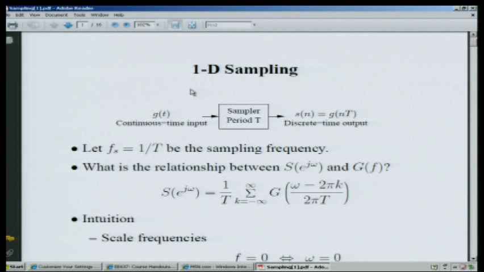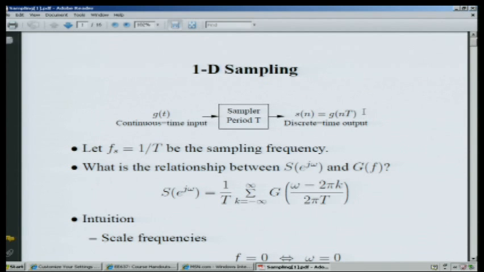So basically, in a sampling system, you have a continuous time input, you sample it with a period T, and that produces a discrete time output. Sampling systems are a canonical way of converting continuous time information to discrete time information. They're linear systems because if you scale the input, the output scales equivalently, but they're not time invariant. They're time varying linear systems because the sampling periods are distinct in time.